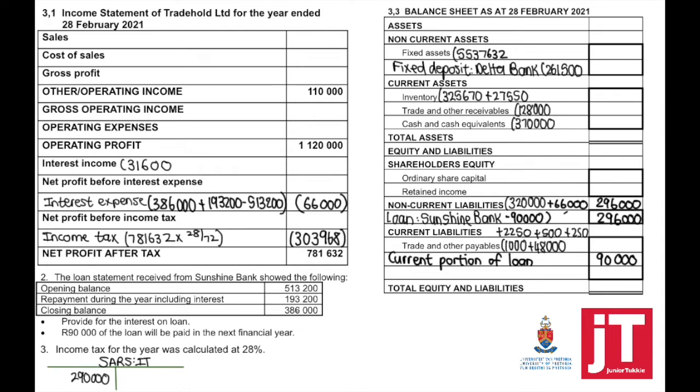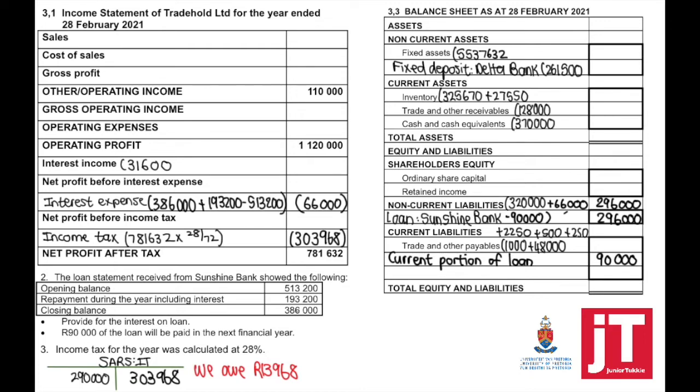If we now look at our provisional tax payment, we paid 290,000, but our income tax for this accounting period is more than 290,000. This means that we still owe SARS, and the difference, 13,968, that belongs in your balance sheet.